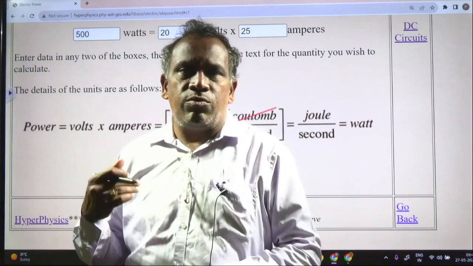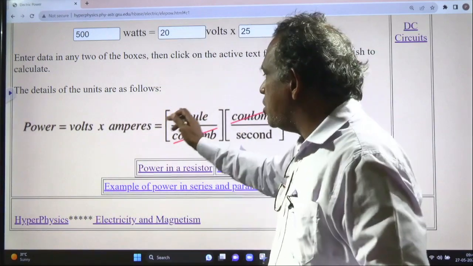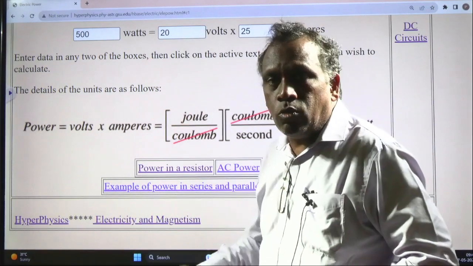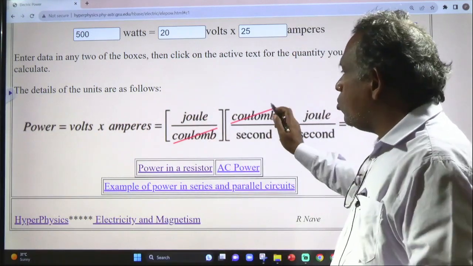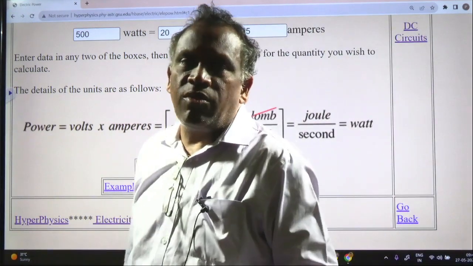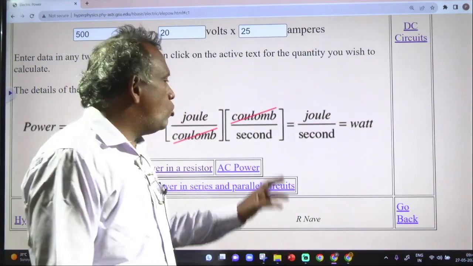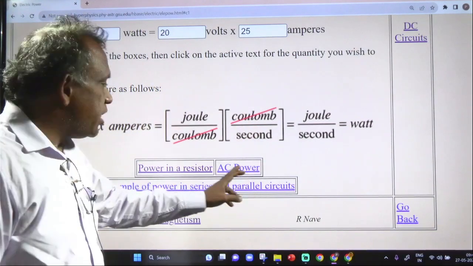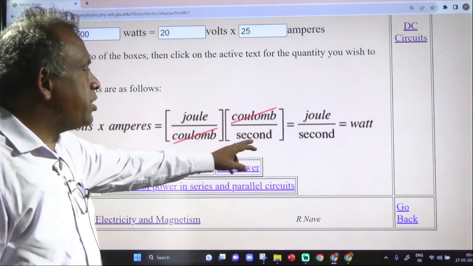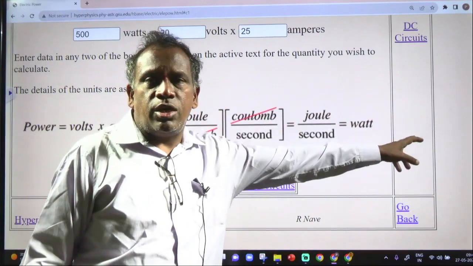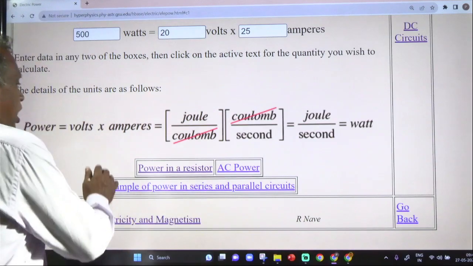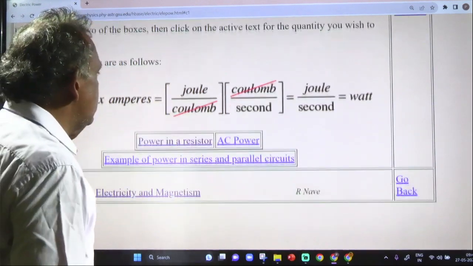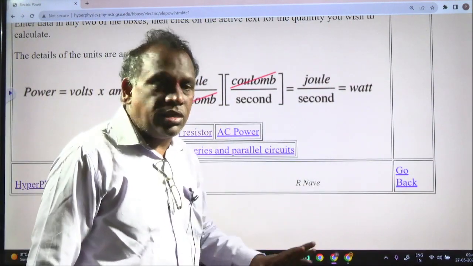Voltage is nothing but work by charge. Work is measured in joules, charge is measured in coulombs. Voltage can be written as joule per coulomb. Ampere is nothing but the rate of flow of charge, the current, coulomb per second. The coulomb gets cancelled, leaving joule per second, which is nothing but watt. You can have unit conversions like this and all these things.